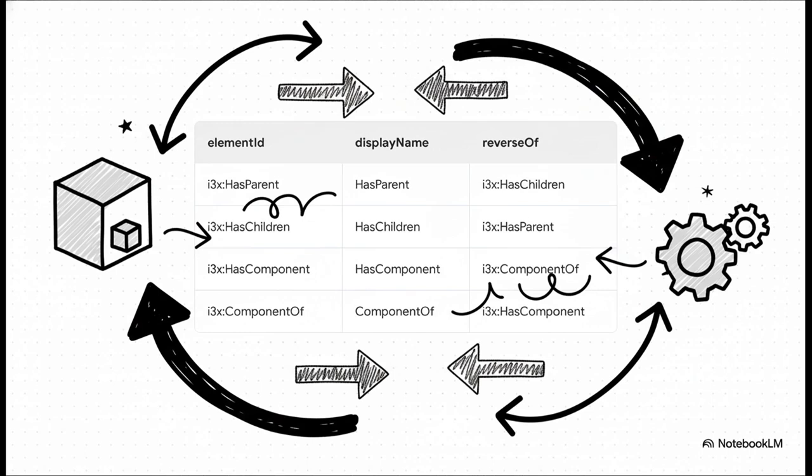Now, what's really clever here is the structure of the response. Each relationship has its own element ID, of course, but check out that reverse of field. This is so helpful. Has children's reverse is defined as has parent, and has components reverse is component of. You literally never have to guess the inverse. The system just tells you both directions automatically.